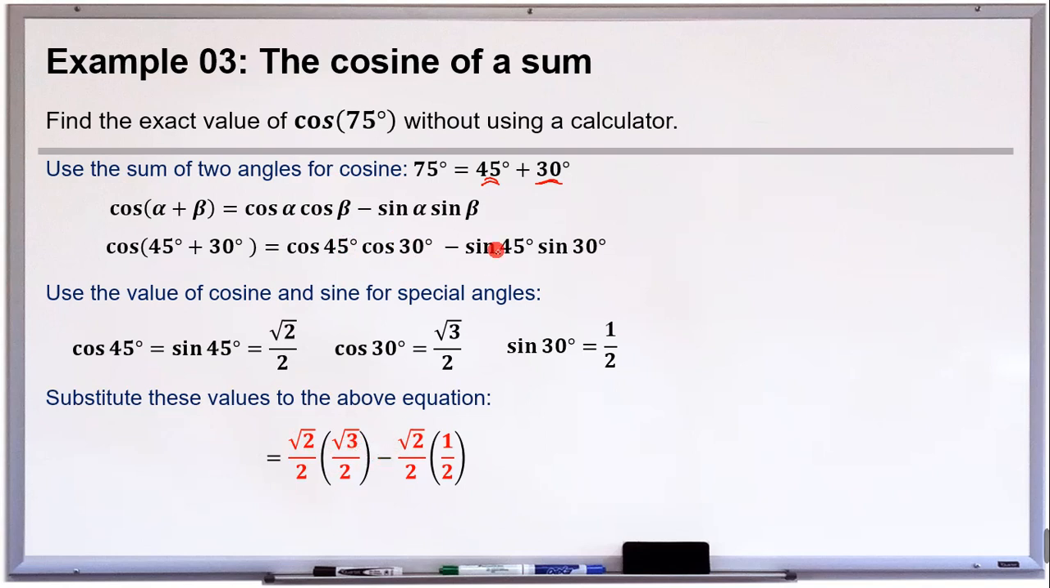Then minus for sine 45, that is square root of 2 over 2. Then for sine 30, that is 1 half. So simplifying this one, for the first term, square root of 2 times square root of 3 will give us square root of 6. This is valid because they have the same index, remember?